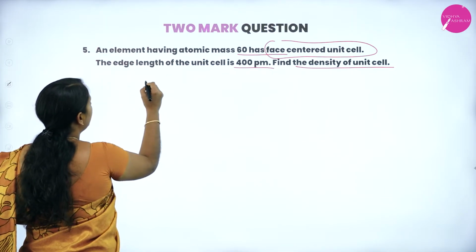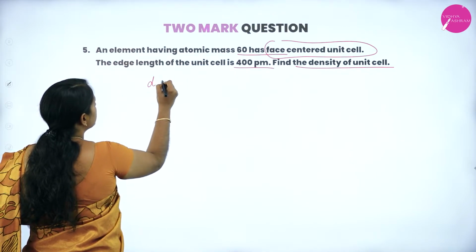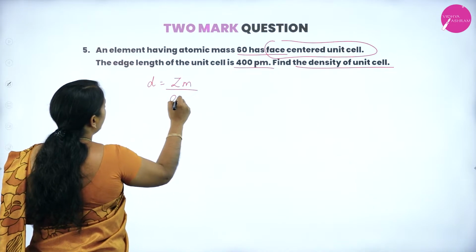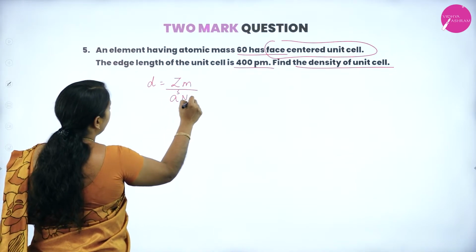First of all, write down the formula for calculating the density, that is d = Z × M divided by a³ × Nₐ.